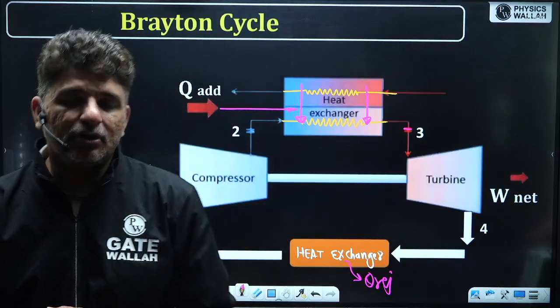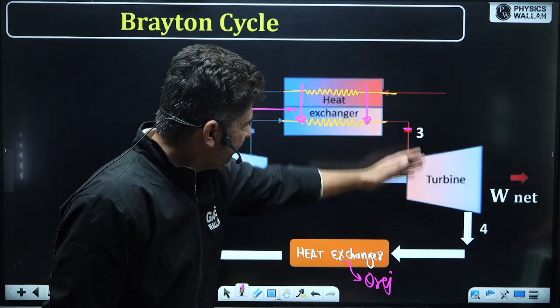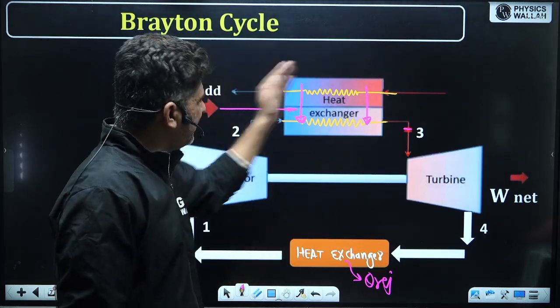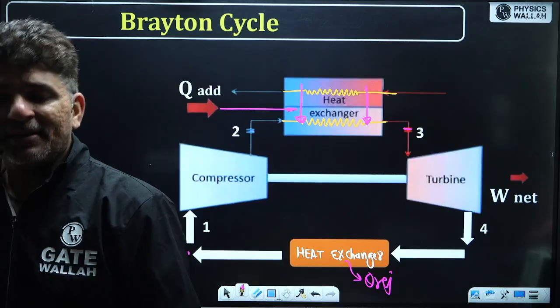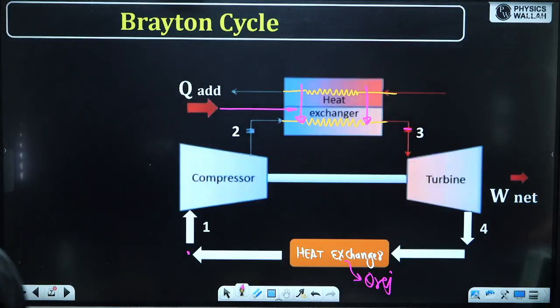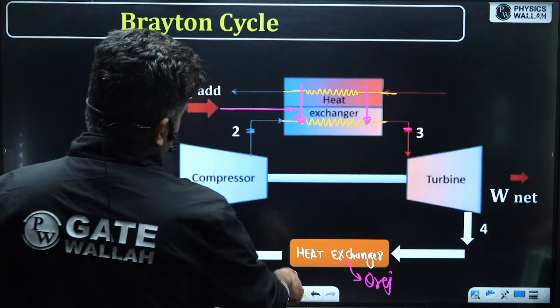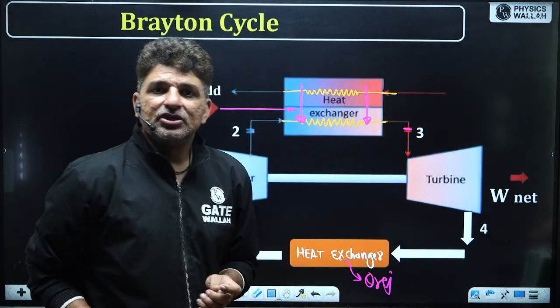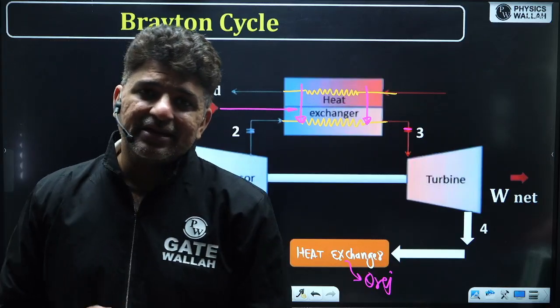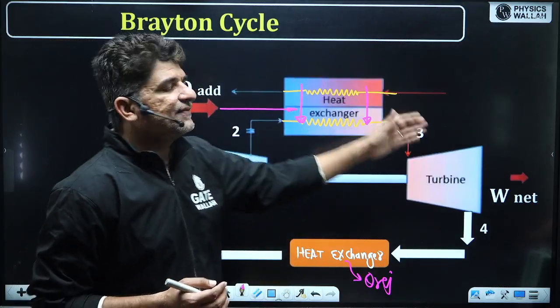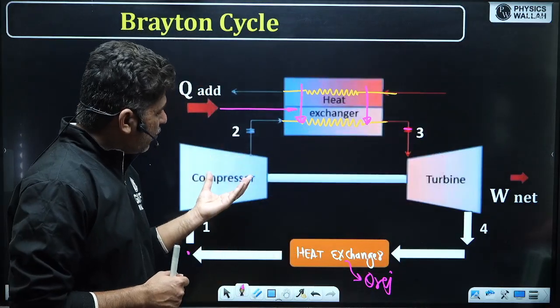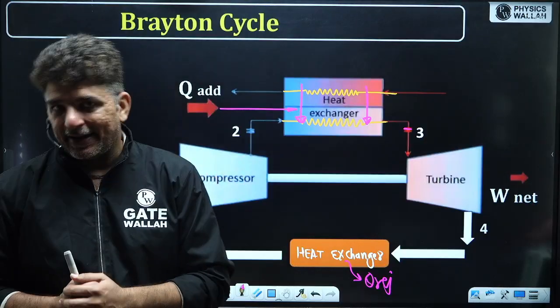You come back at location 1. And this cycle repeats multiple times. Okay, so once the cycle repeats, now you can see that this cycle will continuously work. So when this cycle is running, when we do the analysis, we will see that the work required in the compressor is very high.